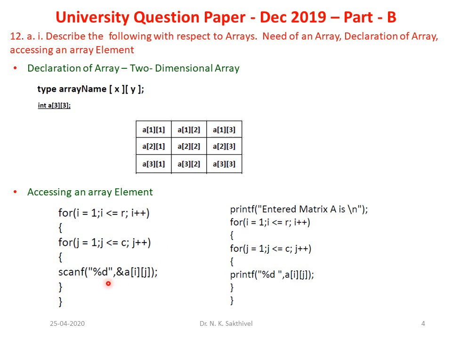Then again J will be incremented. Now J becomes 3. 3 is less than or equal to 3, so the condition is true and the third data will be received. What is the value of I now? I is 1 and J is 3, so A of 1, 3, the third value will be stored.